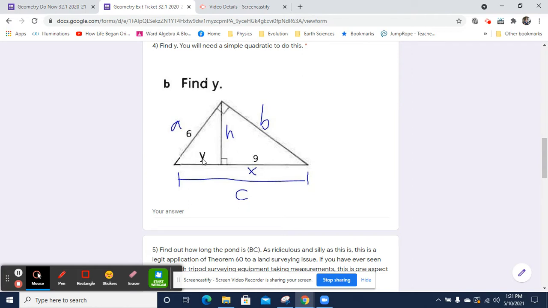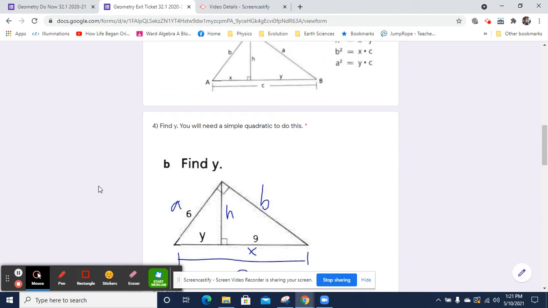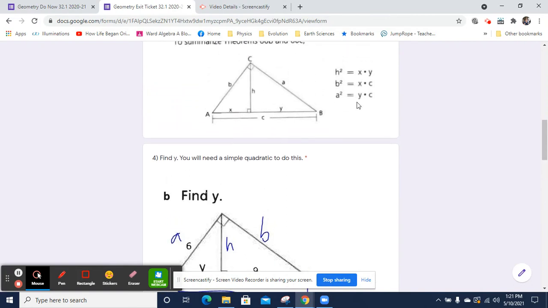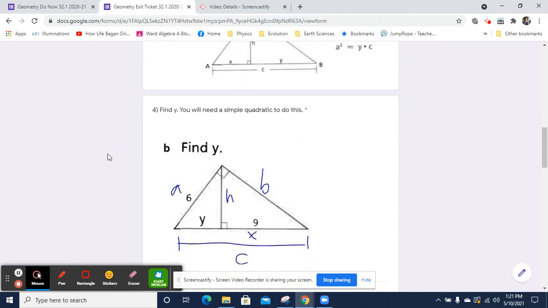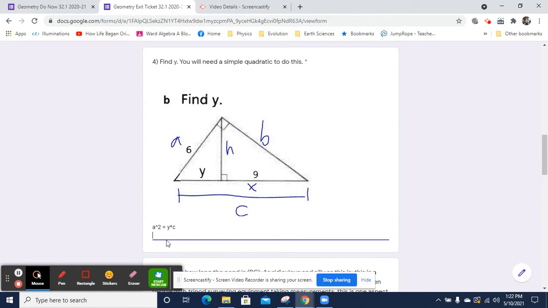So we want to find y. We know what a is, and we know what x is, but we don't know what h or b are, and we certainly don't know what y is. So let's look at our options. If we know what a is, then a squared would be y times c. Well, y is y, and c is y plus 9. So we could say a squared equals y times c. Then we'll just start filling things in.